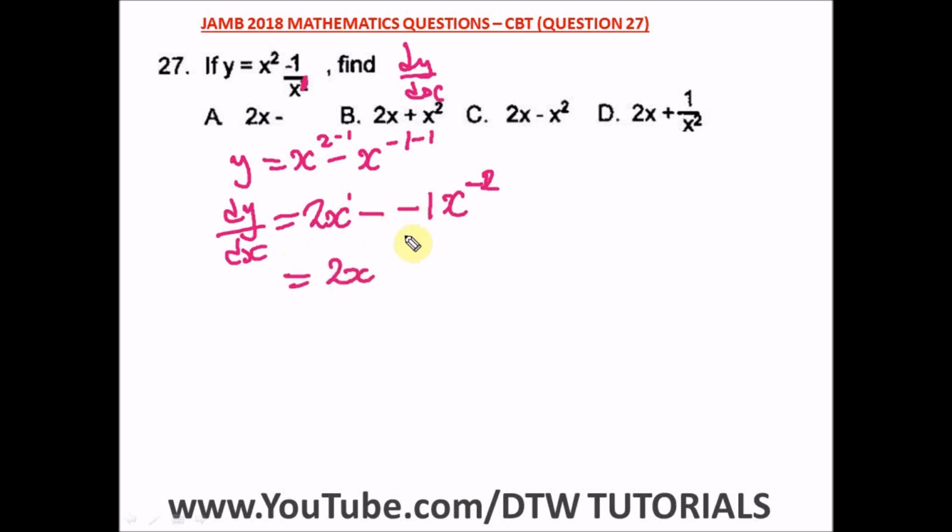So here what do we have? We have 2x, minus times minus will give us a positive. Positive 1 times this will give us what? x raised to the power minus 2. So here we have 2x plus, we can invert this by simplifying further, so we have plus 1 over x raised to the power 2. So this is our answer, and our right option here is option D.